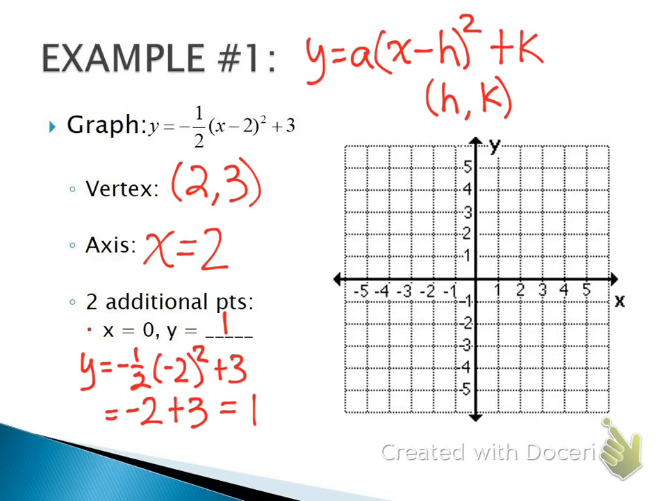So before we identify our last additional point, we're going to graph what we already know. To graph the vertex (2, 3), we are going to go right 2, up 3, put a point. We know our axis of symmetry is the vertical line that goes through our vertex, so we can go ahead and dash that in. All right, we know one of our other points is going to be at (0, 1).